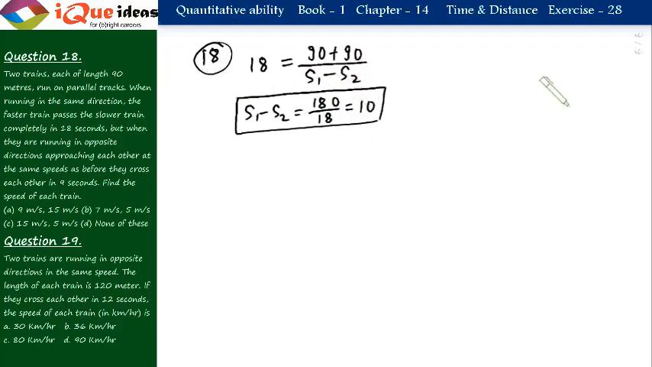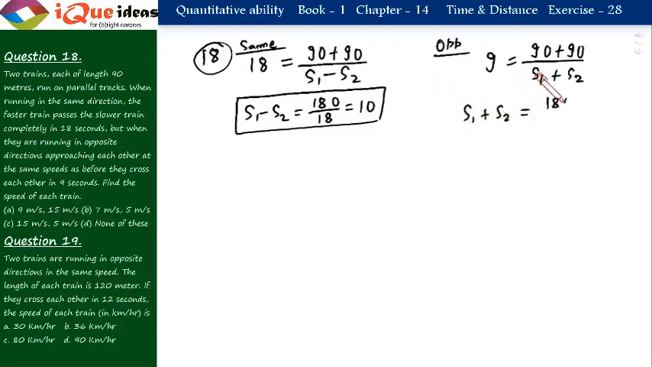And for opposite direction, when they're running in opposite directions, approaching each other at the same speeds as before, they cross each other in 9 seconds. So for the second case, this is for the same direction, and for opposite direction we will have the same formula where the time is equal to the sum of the lengths, that is 90 plus 90, divided by, in opposite direction speeds will add, so S1 plus S2. So from here we get S1 plus S2 is equal to 180 divided by 9, and that is 20. Alright, so we have these two equations.